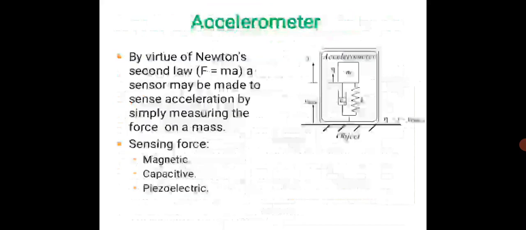And this is the accelerometer. Of course, we know the definition of acceleration, where force is equal to mass times acceleration. A sensor can be made to sense acceleration by simply measuring the force on a mass. This can be sensed through magnetic, capacitive, or piezoelectric means.